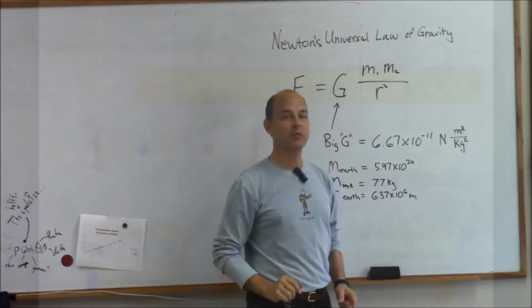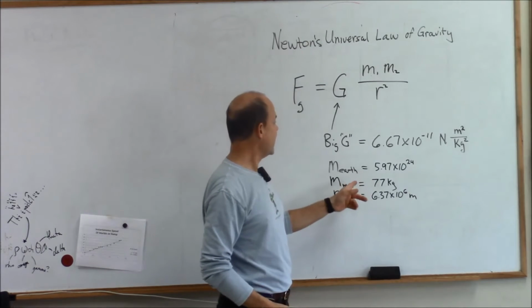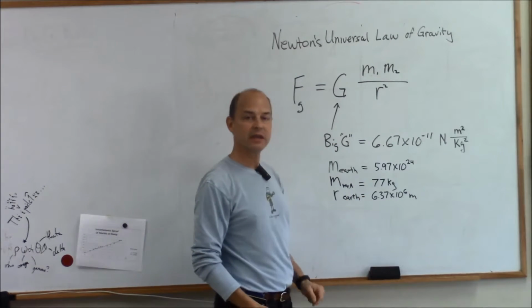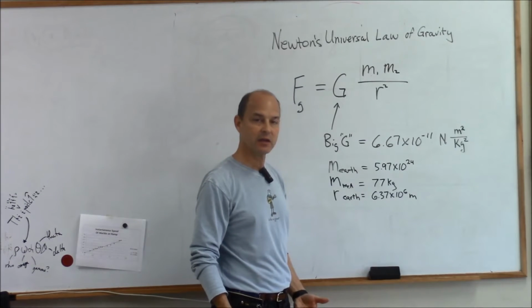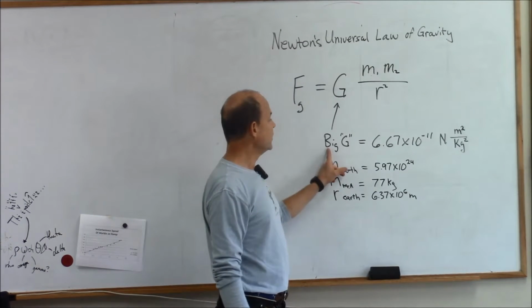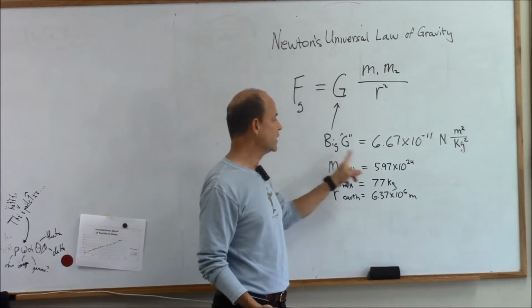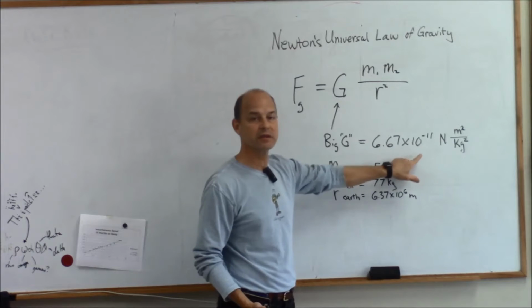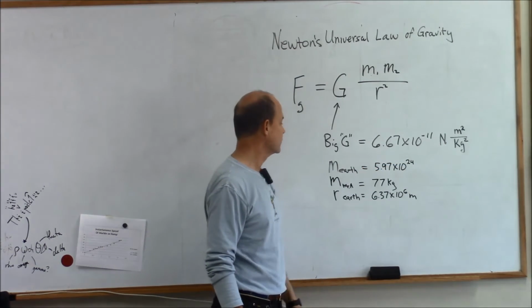Let's do another problem, one that's maybe a little bit more interesting. Let's find out what the force of gravity is on me. What force do I experience while I'm standing here on the Earth? Big G is a constant. Again, it stays the same. It doesn't matter what problem we're doing. It's always 6.67 times 10 to the minus 11 Newton meters squared per kilogram squared.